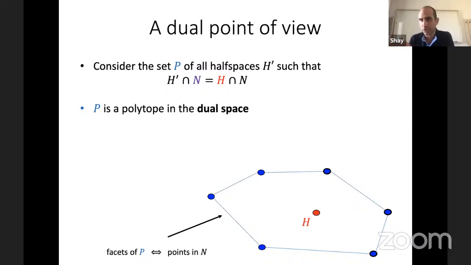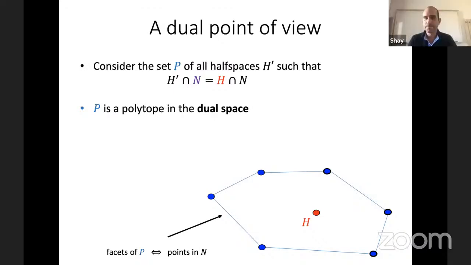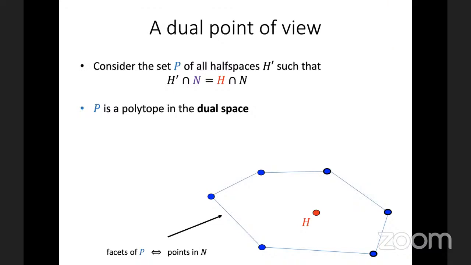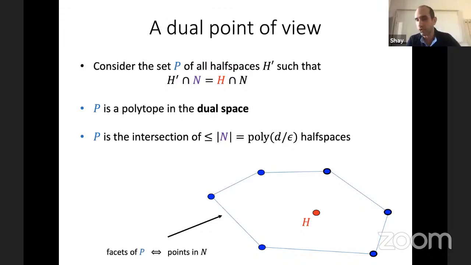This is where the dual Carathéodory theorem that we mentioned earlier kicks in. Okay, so again, we take all half spaces H prime which agree with H on the epsilon net, and we observe that in the dual space, it's a polytope which is definable by absolute value of N constraints. At most, right? Exactly. Every point in N defines a constraint. Maybe some of them are redundant. In particular, it's the intersection of at most poly(d over epsilon) half spaces, because maybe some are redundant, as you said.